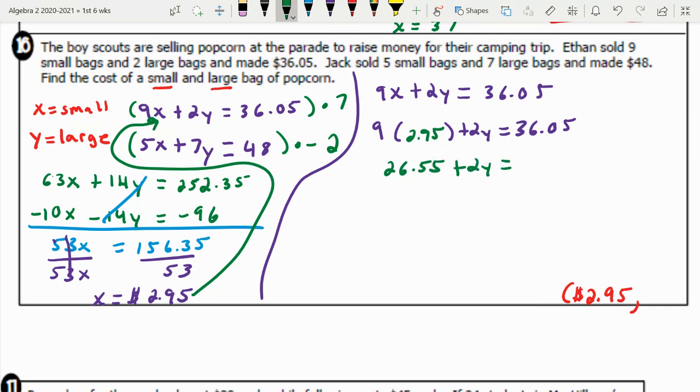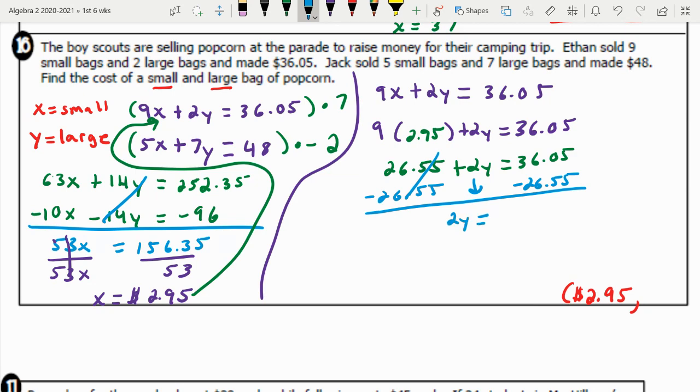Plus 2y equals 3605. All right, now I'm going to subtract the 2655 from both sides. Those cancel. Bring that down. You get 2y equals 9.5. Now divide by 2. And then we get y equal to a dollar amount. 9.5 divided by 2 is going to be $4.75. And that'll be our large bag.